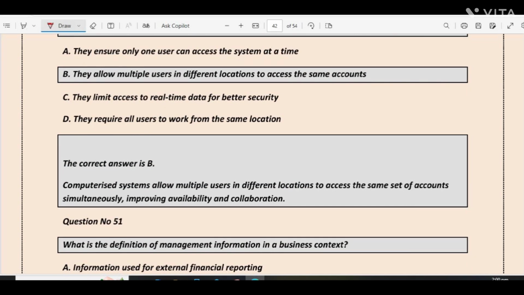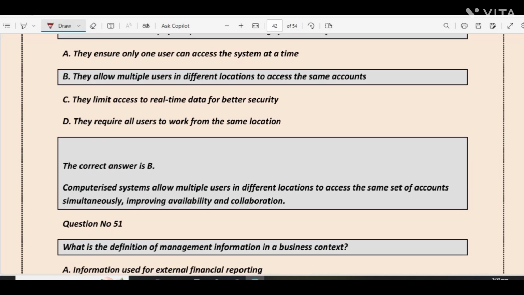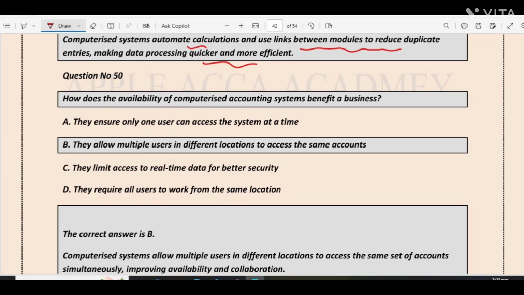How does the availability of computerized accounting system benefit a business? So they allow multiple users in different locations to access the same account, and that is the benefit for the business of an available accounting system, that everyone can access from different locations. Okay.